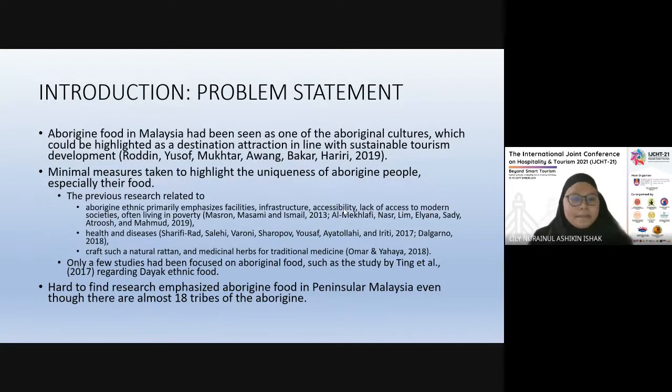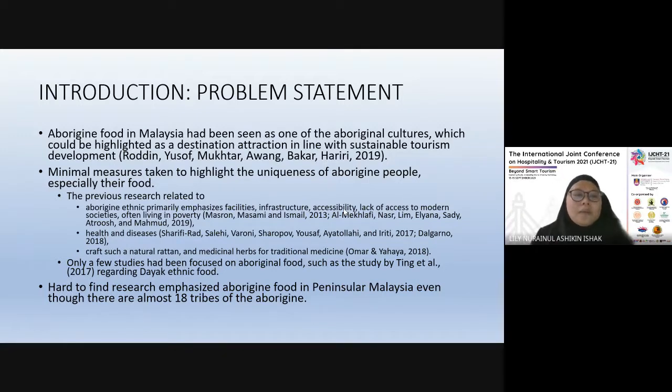As for the problem statement, according to Rodin Yusof, Mukhtar, Awang Bakar and Hariri in 2019, Aboriginal food in Malaysia had been seen as one of the Aboriginal cultures which could be highlighted as a destination attraction in line with sustainable tourism development. This is also aligned with the strategic plan for 2016 to 2020 of the Jabatan Kemajuan Orang Asli Malaysia, which intends to emphasize the preservation and accentuation of Aboriginal arts, heritage, and culture.